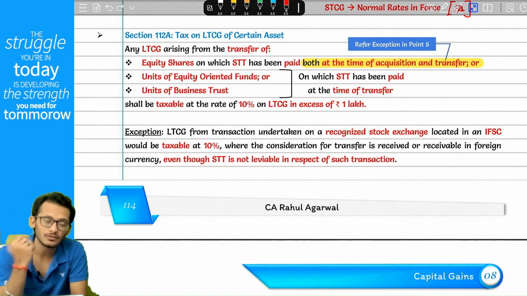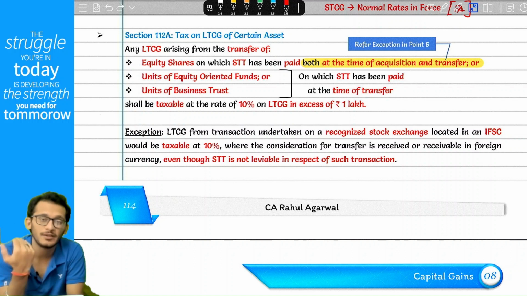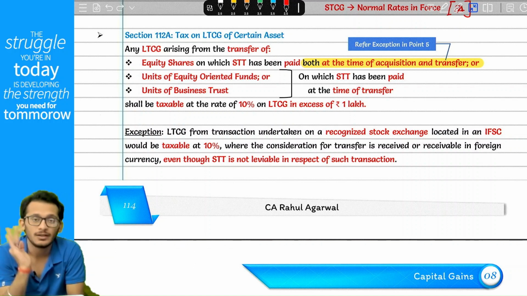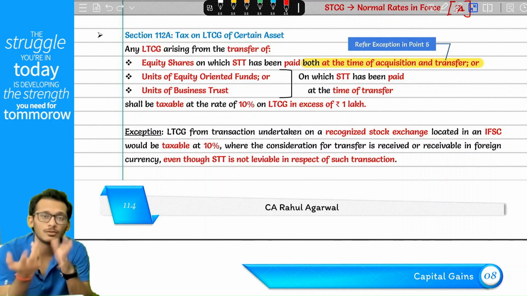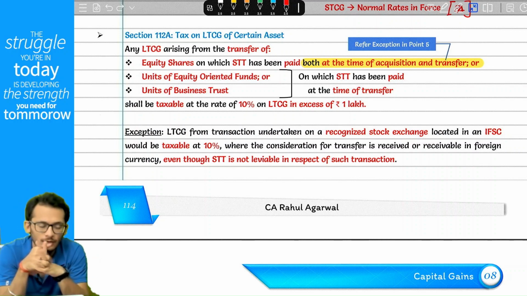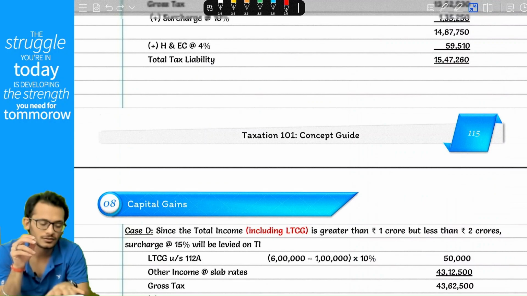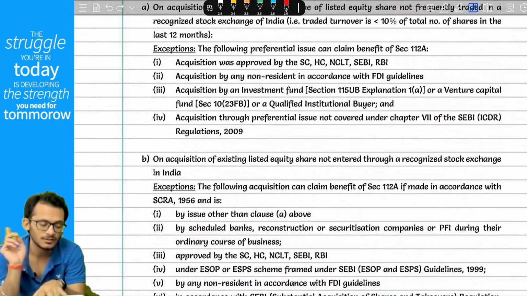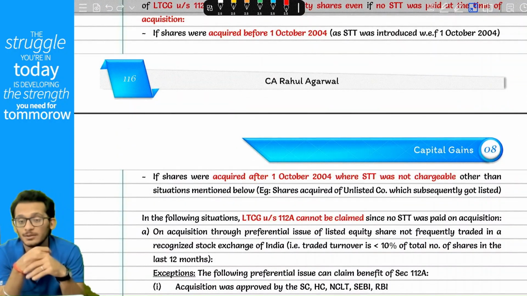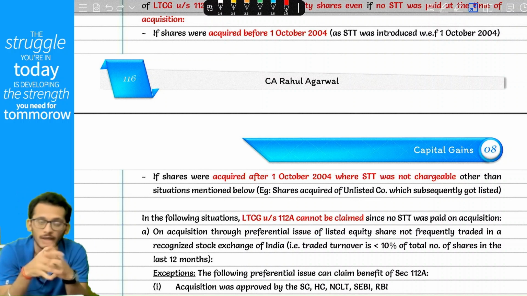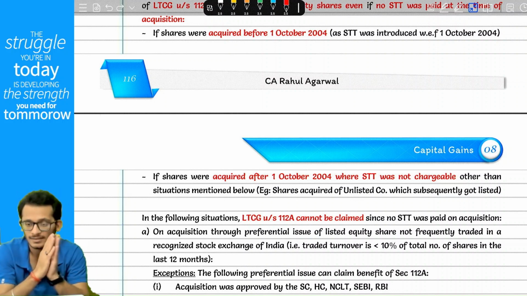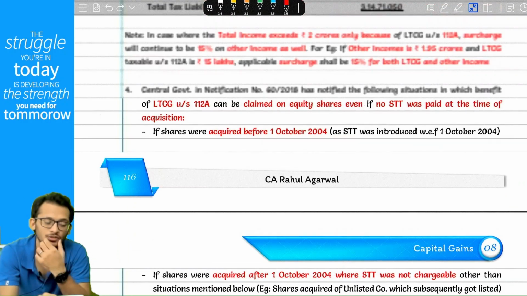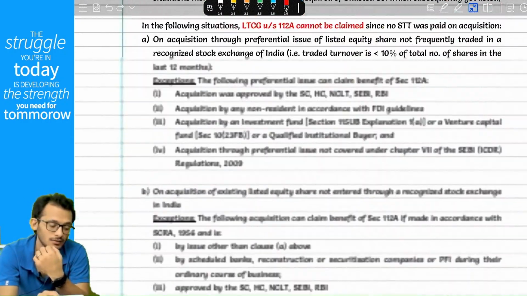If STT was not even payable at the time of acquisition, you are free to treat it as 112A itself. If the provision itself is not there, there is no condition for you to satisfy. So there is a long list of theory where they say even if STT was not paid at the time of acquisition, it is still okay, as long as STT was not even payable.